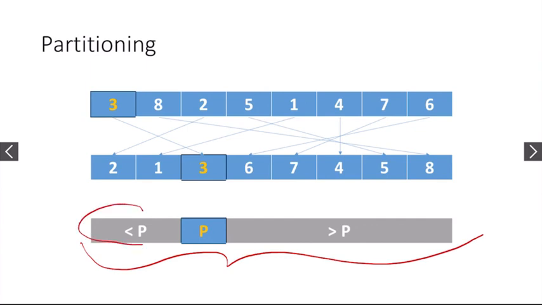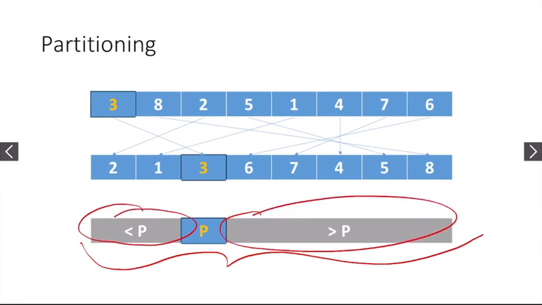We have a bucket over here, they're not in sorted order. We have a bucket over here, they're not in sorted order. If you notice, the 2 and the 1 and the 4 and the 7 are not in the correct order. But the pivot element is in its correct sorted spot.